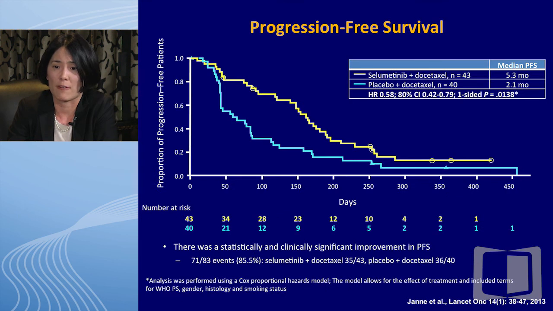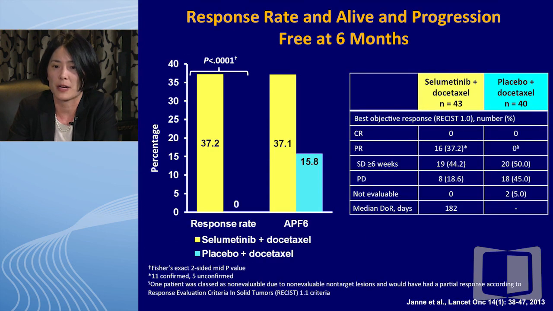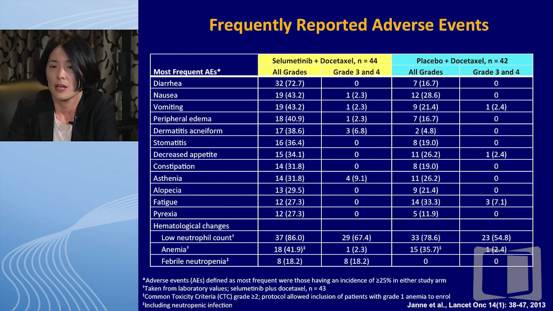But I did want to show you that for progression-free survival, as well as for response rate, there was a statistically significant improvement with the combination. Here, the median PFS was 5.3 months with the combo versus 2.1 months. And the response rate was strikingly different, with a response rate of 37% with the combination versus actually 0% with single-agent docetaxel. Now, this combination does look promising in terms of the data we've seen so far.